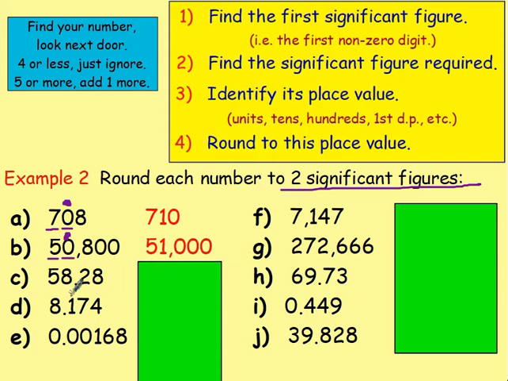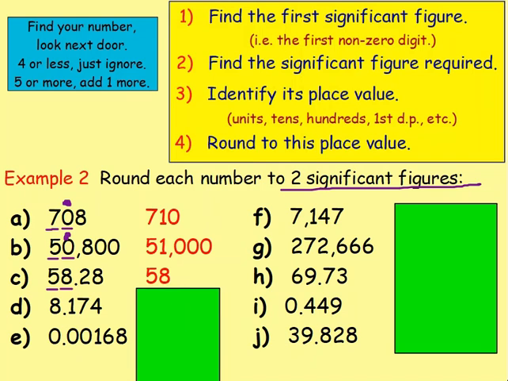With C, 58.28. Our first significant figure, our first number that is not a 0, is the 5. We want to find the second significant figure, because that's what we want to round to, and that's always beside the first significant figure. That's just in the units, or the ones column, so we want to round this to the nearest unit, or the nearest whole number. So we find our number, we look next door, it's 4 or less, so we just ignore. So we ignore that 0.28, and we're just left with 58.